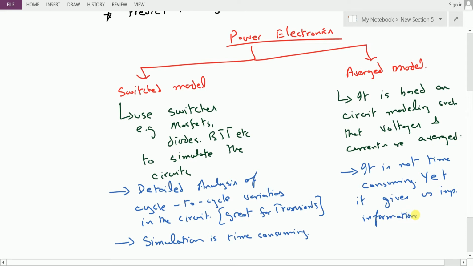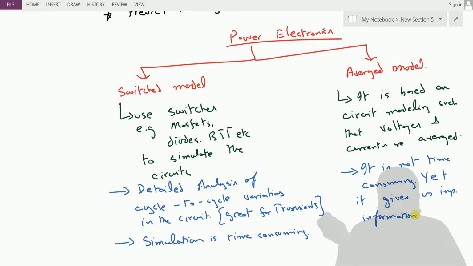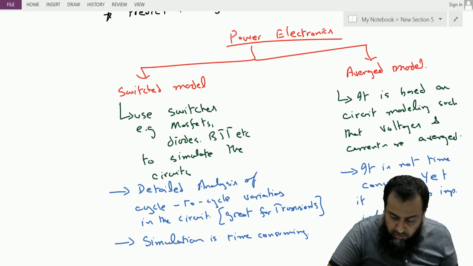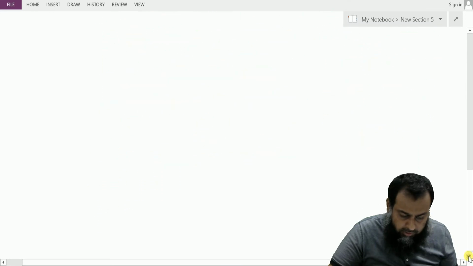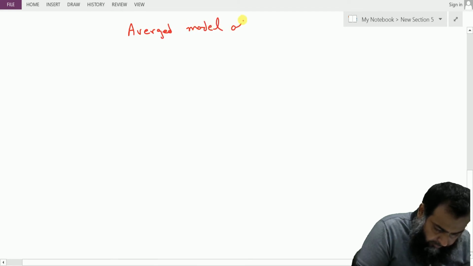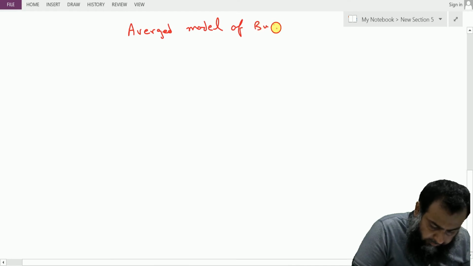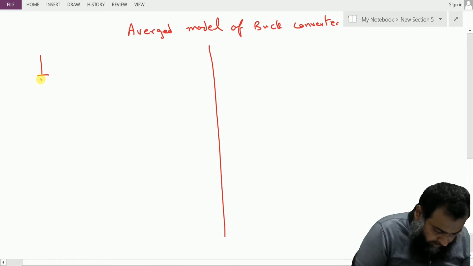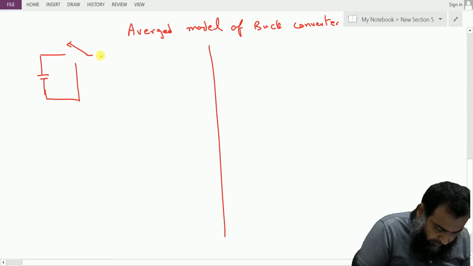But the question is how to develop an average model. Average model development requires a little bit of mathematical analysis of the converters. So for example, let us develop an average model of a buck converter. Now if you see here, this was the basic single pole double throw switch based buck converter.